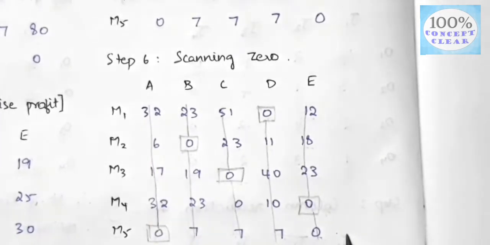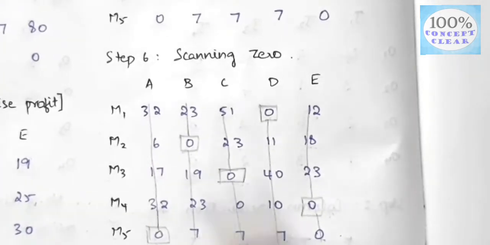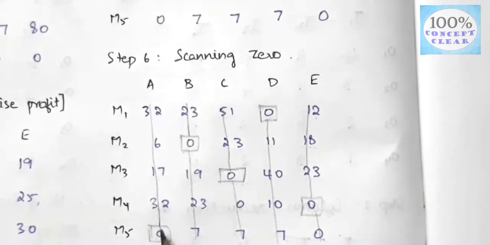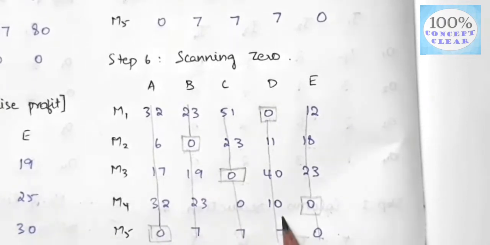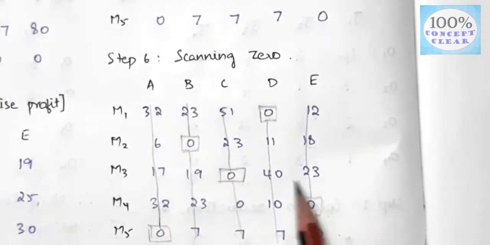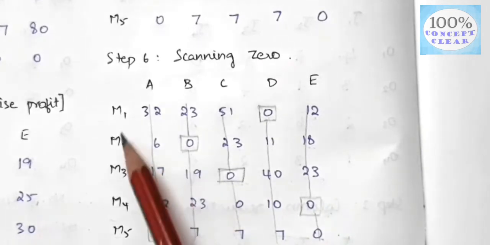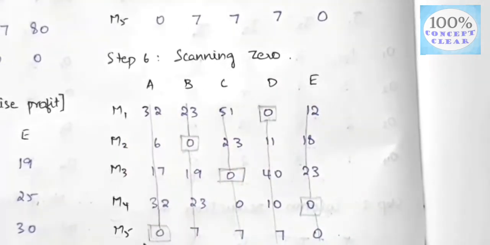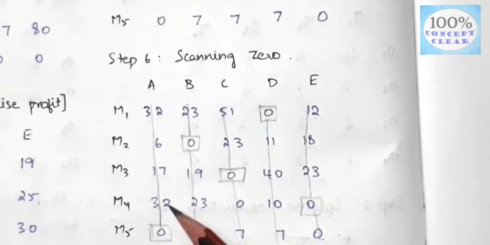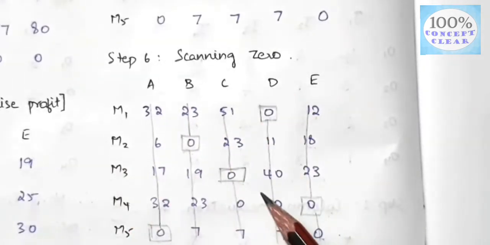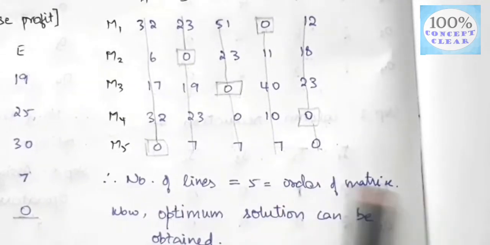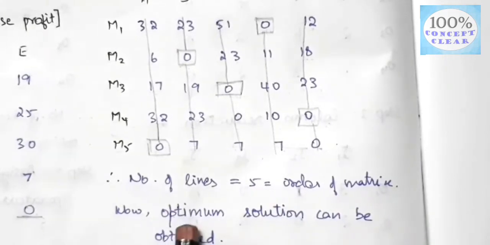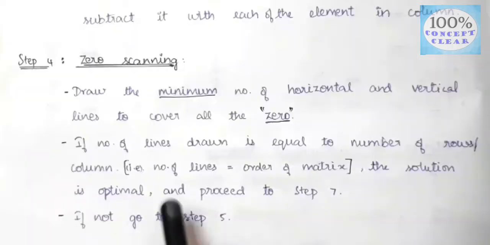So now check whether the number of lines and order of matrix are equal. So count the number of lines, 1, 2, 3, 4, 5. We have 5 lines. Now check the order of matrix. It is a 5 into 5 matrix because we have 5 rows and 5 columns. Now our number of lines and order of matrix is equal. Therefore, number of lines is equal to 5 and order of matrix is also 5. Therefore, now optimal solution can be obtained.